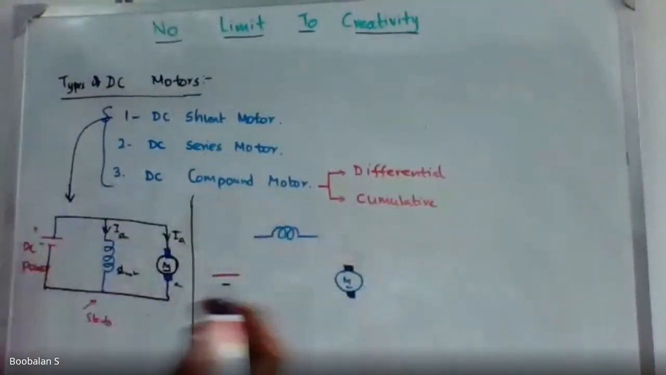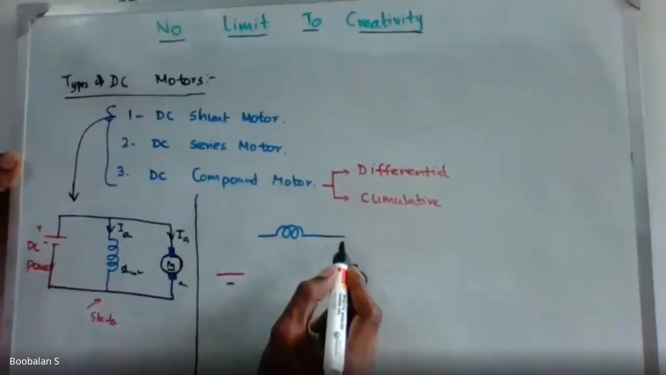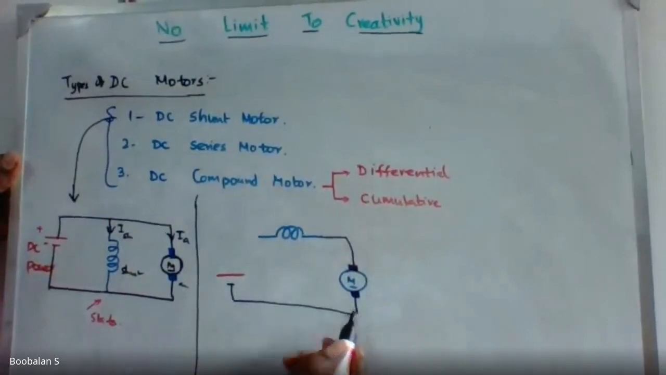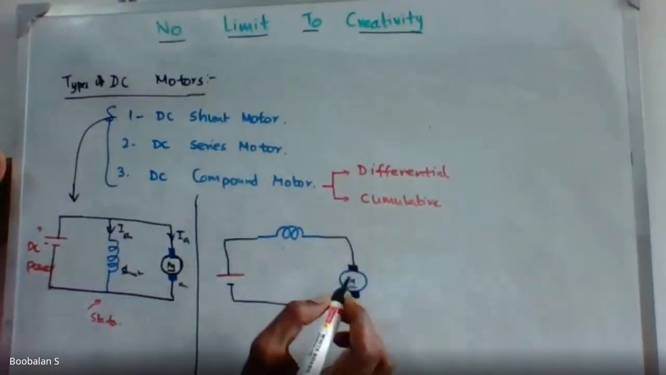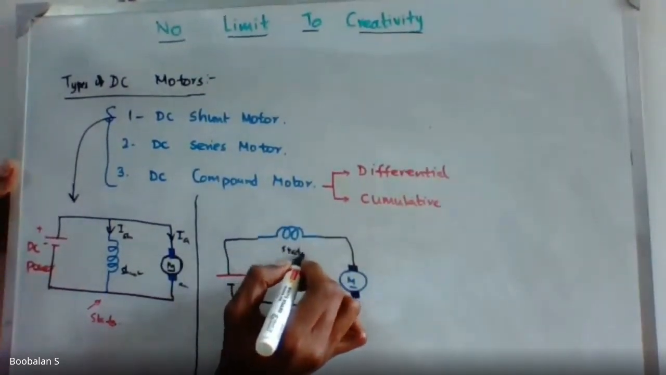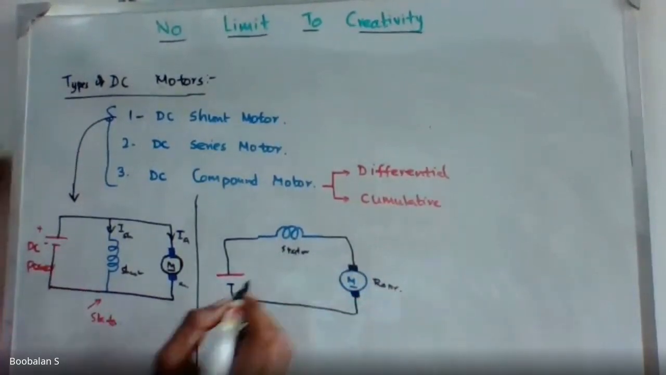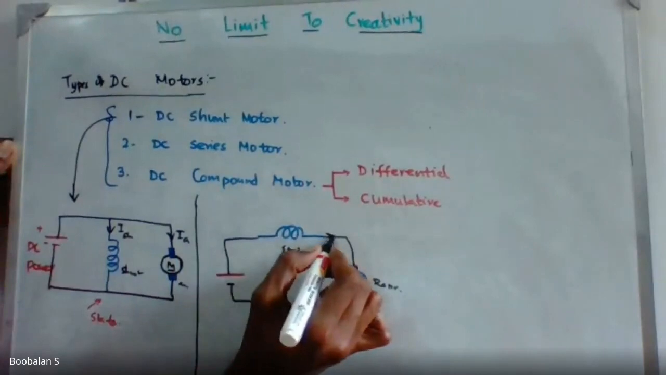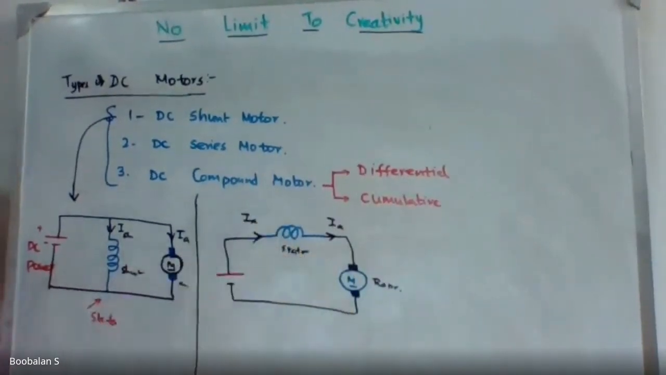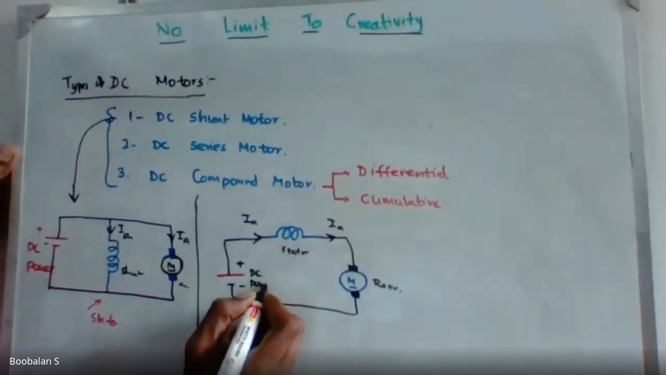And I'm going to connect a power supply. So this is my series connection. With the armature, this is the series winding. This is called my stator, this is called my rotor, and that's called my armature. With the current IA flowing, the same current is also flowing through this coil. This is the plus and minus DC power supply as an input.